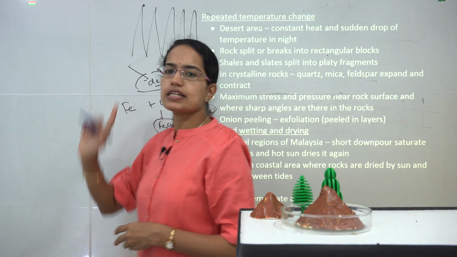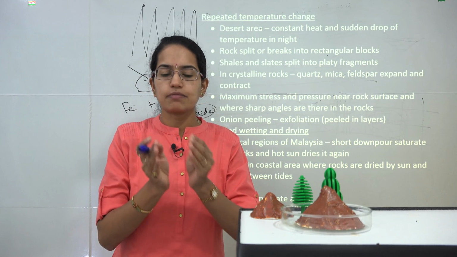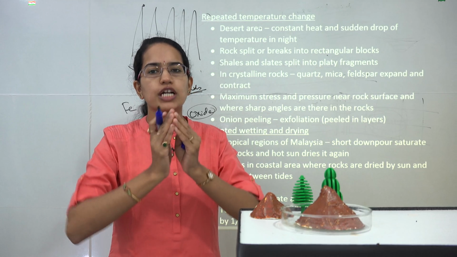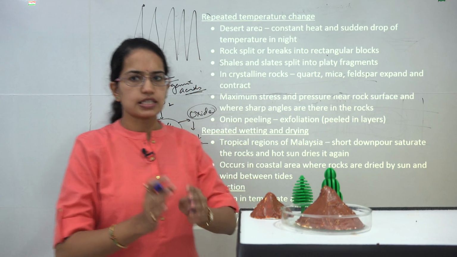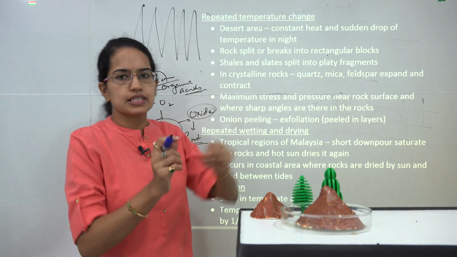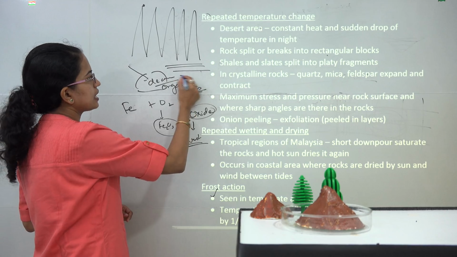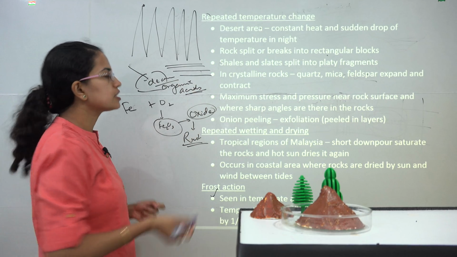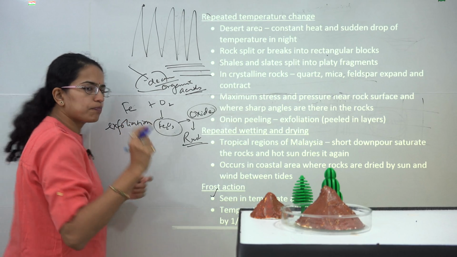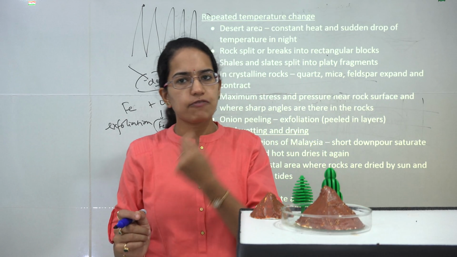Now with this repeated temperature change, during the daytime the rocks would expand. During the night, they would contract. So there would be continuous expansion and contraction. Shales and slates basically split in this manner, and when they split, they form plates, known as platy fragments, also known as exfoliation or onion peeling. If you peel an onion sometime, you would see the onion can be peeled into different layers.